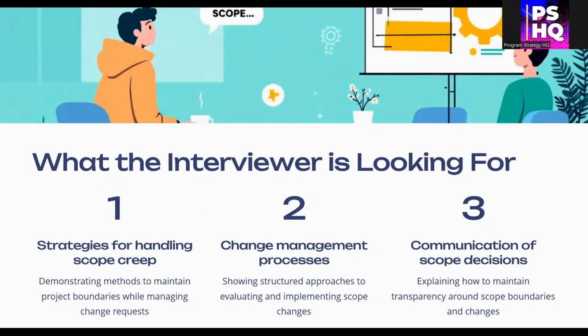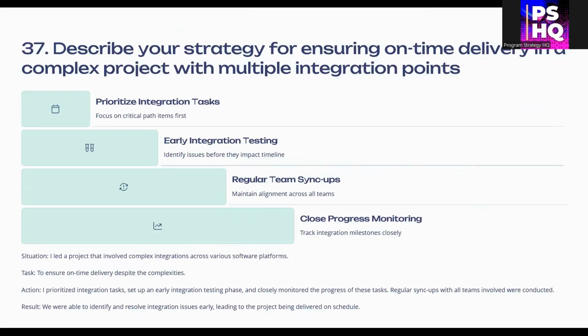Moving on. Describe your strategy for ensuring on-time delivery in a complex project with multiple integration points. Here's an example response. I led a project that involved complex integrations across various software platforms. My objective was to ensure on-time delivery despite the complexities.